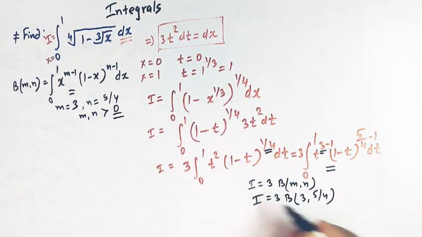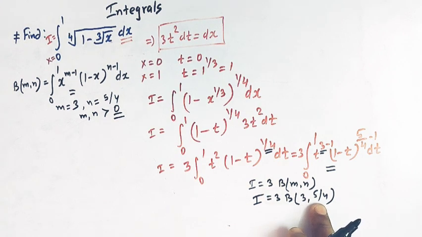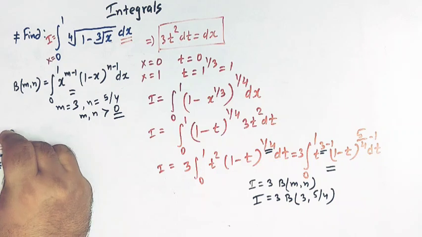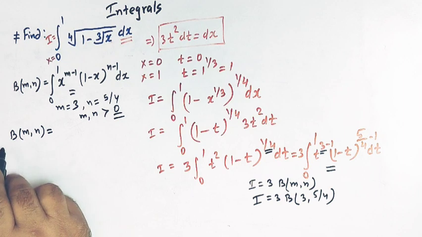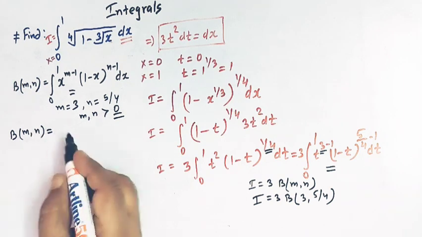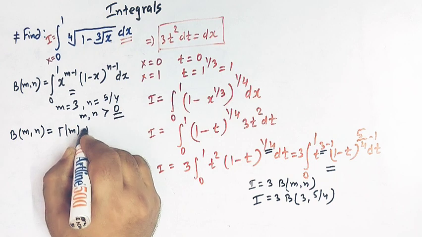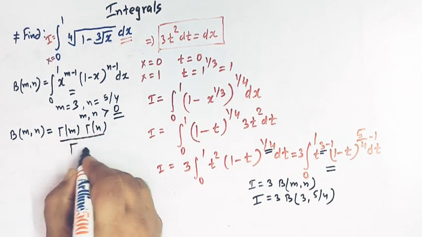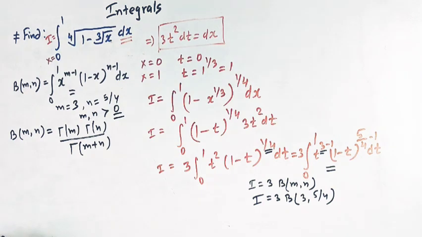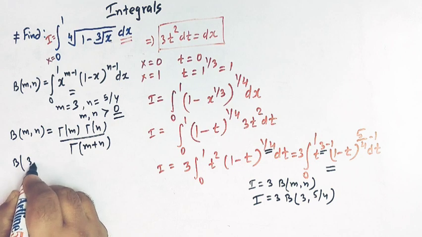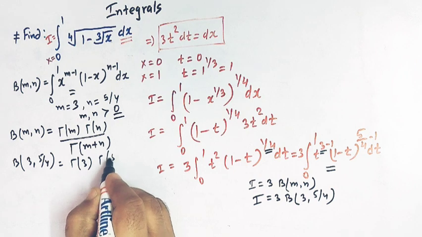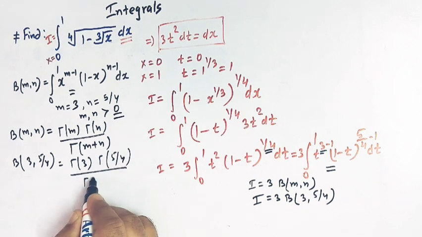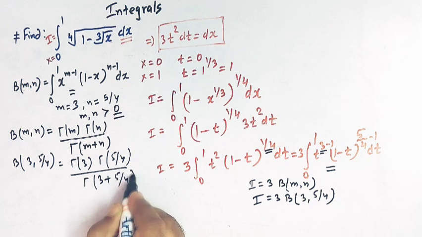So now to evaluate beta(3, 5/4), we can make use of one important result which connects beta and gamma function, right? So beta(m, n) is equal to gamma(m) gamma(n) over gamma(m plus n). So here we have 3 and 5/4. So beta(3, 5/4) is equal to gamma(3) gamma(5/4), and then here we have gamma of 3 plus 5/4, right?